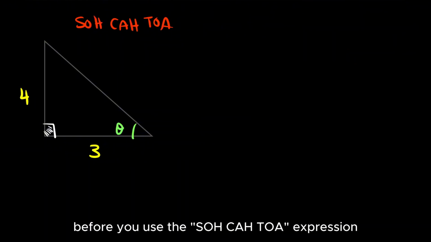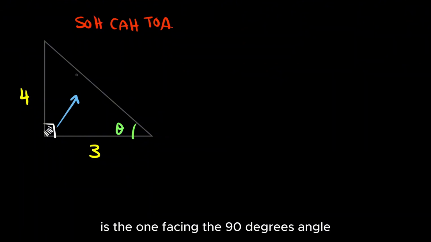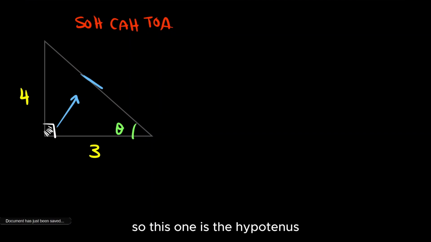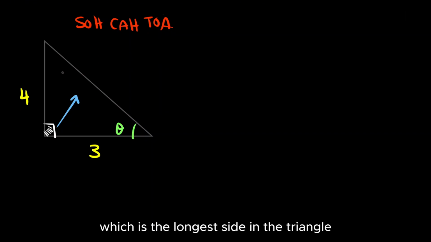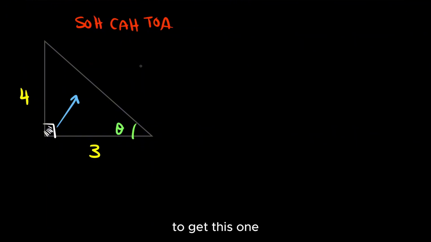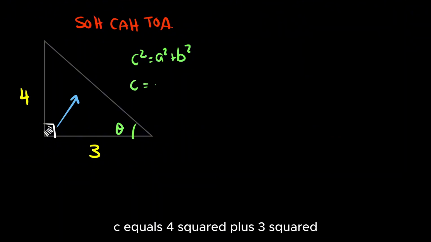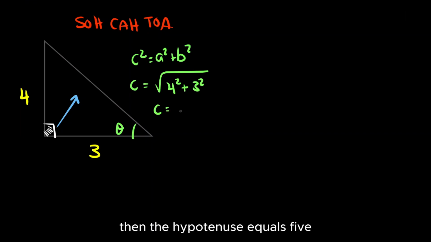Okay, so before you use the SOHCAHTOA expression to get the ratios for this angle, you have to get the missing side. And what is the name of this missing side? Is the one facing the 90 degrees angle. So this one is the hypotenuse, which is the longest side in the triangle. We are going to use the Pythagorean theorem to get this one, which is c squared equals a squared plus b squared. c equals the square root of 4 squared plus 3 squared. Then the hypotenuse equals 5.